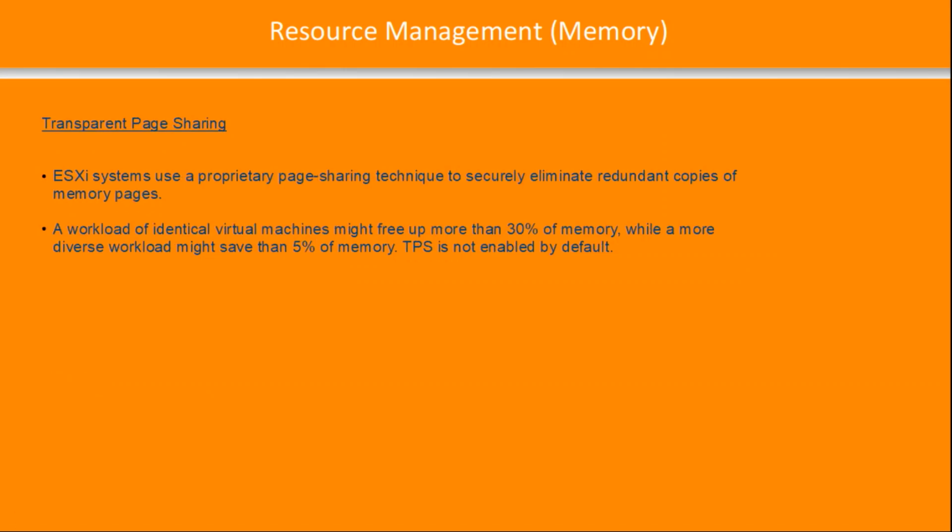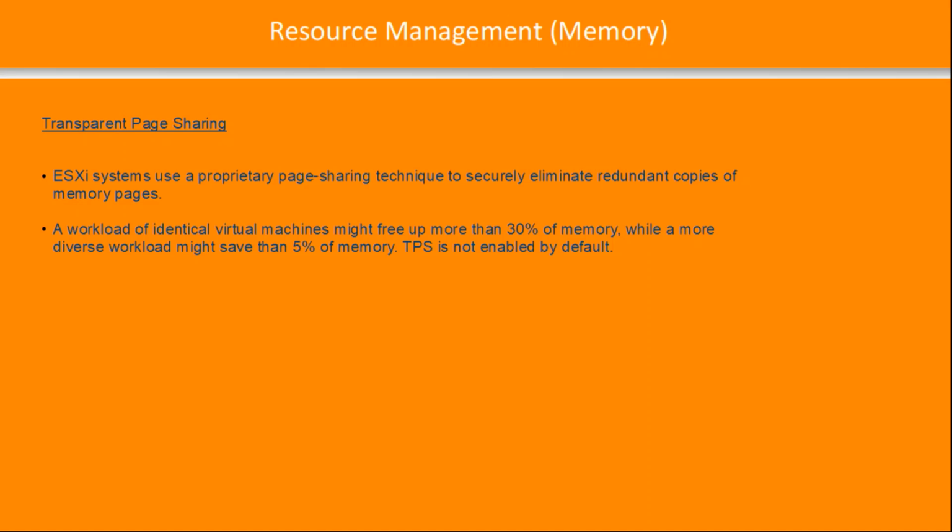TPS, or transparent page sharing. ESXi uses a proprietary page sharing technique that securely eliminates redundant copies of memory pages. Take a workload of identical virtual machines, let's say Windows 2016 servers running. With such a workload, there is higher opportunity to remove or reduce the redundant copies from memory, and as it shows here, you can free up to 30% of memory.